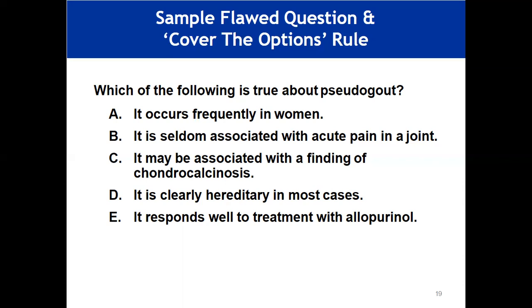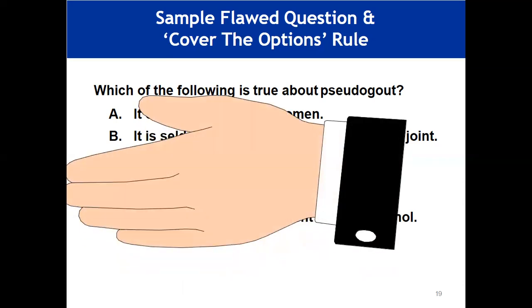Though it is permissible, there is a flaw, a technical mistake in it, and the cover the option rule is not applicable to this question. So if you cover the options, for the question which of the following is true about the studio code, the students will be unable to decide what to answer.